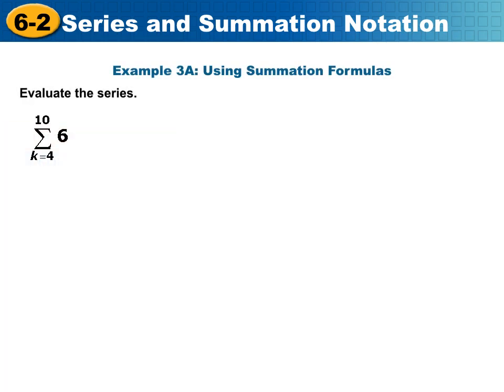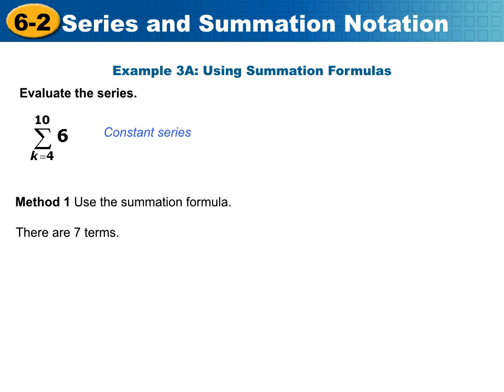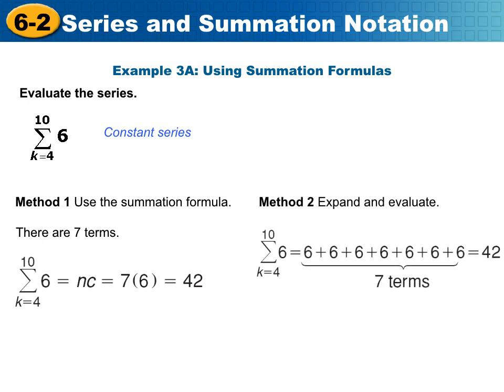The first example here is the sum of k going from 4 to 10 of 6. So we have a constant series here. So let's apply the formula. The formula here is the constant number, 6, multiplied by the number of numbers in the series, which is 7. So it's 42. That's the first way. The second way, we can write it in a long way. Here you are. So you can find the result. In both of the ways you find the result, but the formula is much easier and faster.